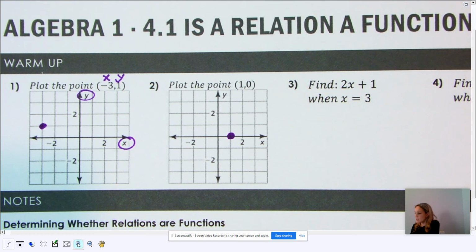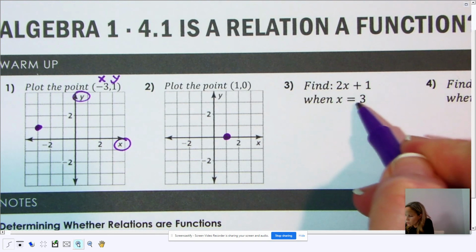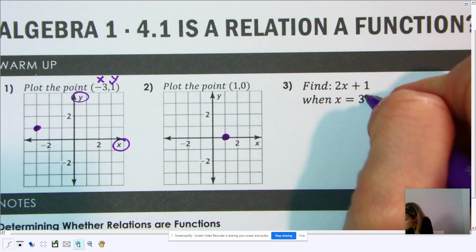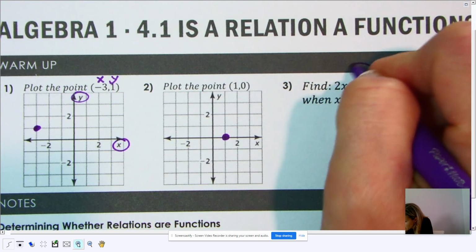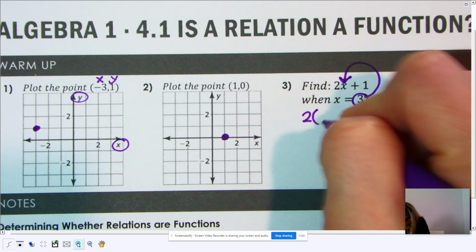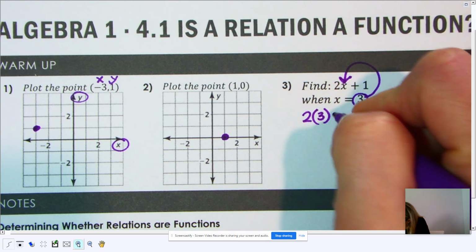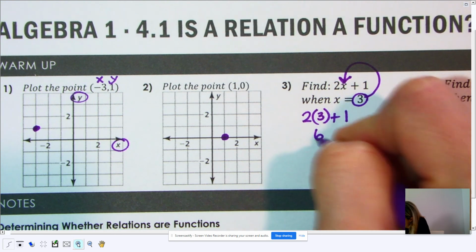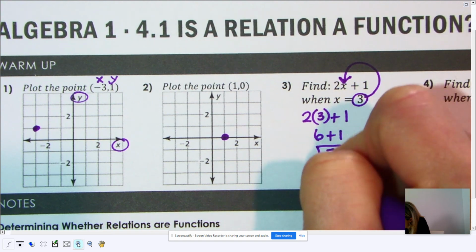Question number 3, we need to find the value of 2x plus 1 when x is equal to 3. So we're going to take this value and we're going to plug it in for x. So I'm going to write that out. Remember that when we have a number next to a letter, it means multiply. So 2 times 3 is 6, plus 1 is 7.